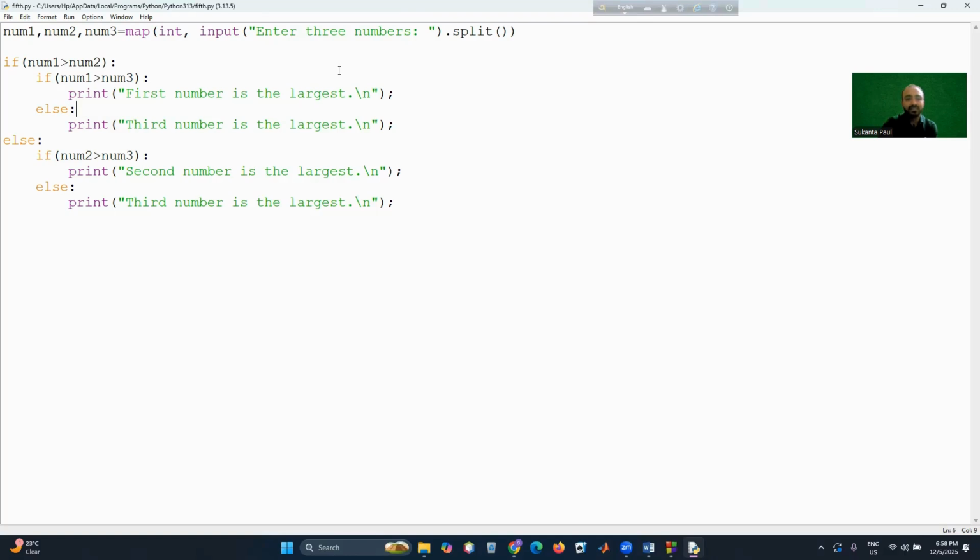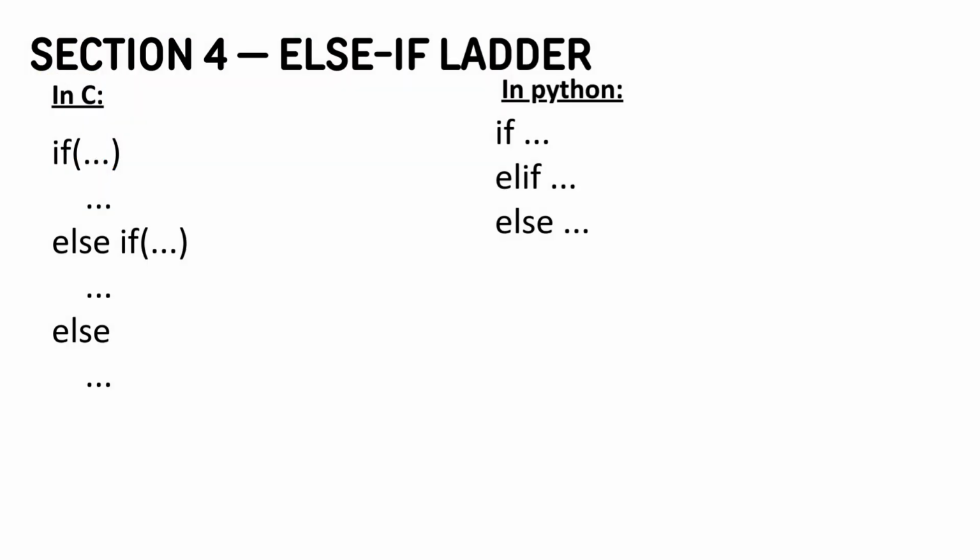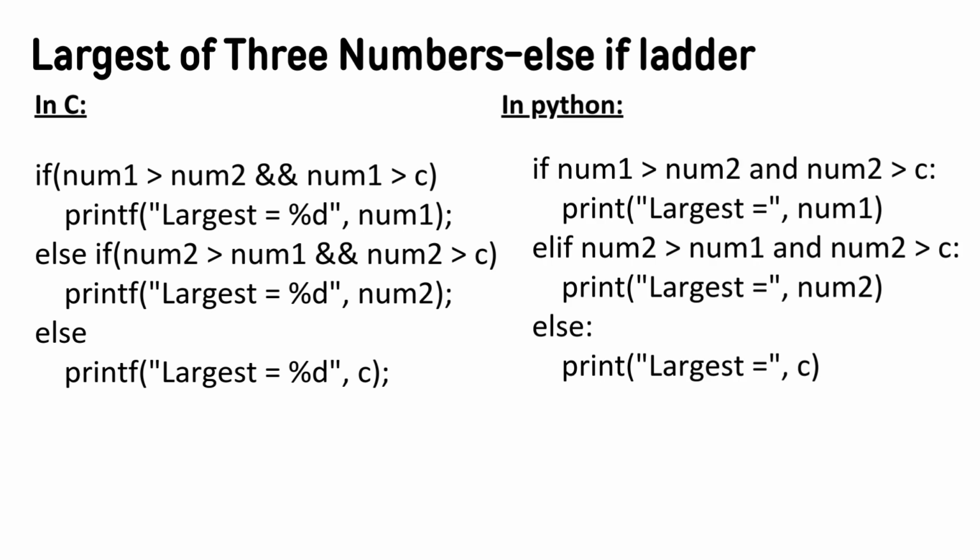Now proceed to the next section, that is the else if ladder section. When multiple conditions need to be checked one by one, at that time we use an else if ladder. This is cleaner than writing many nested blocks. So here we check if number one is the greatest, else if number two is the greatest, otherwise C is the greatest.